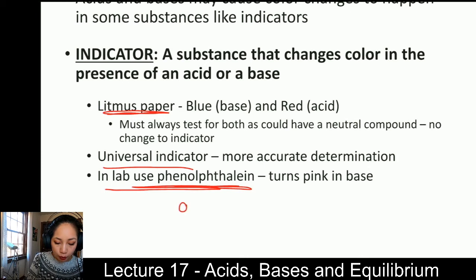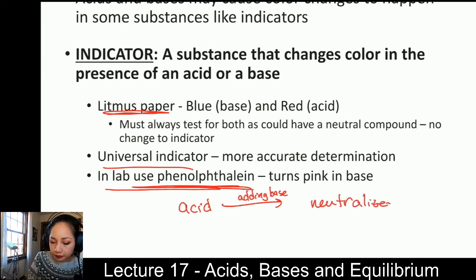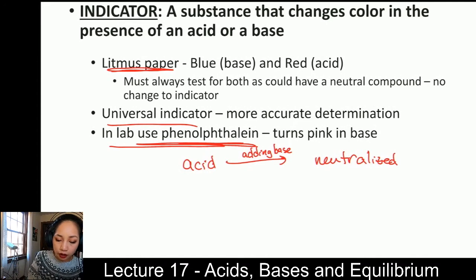But in lab, typically we use phenolphthalein, which turns pink in a basic environment. So if you start with an acid and you start adding base, all right, eventually it will become neutral or it will no longer be acidic anymore. So once it becomes neutralized, your phenolphthalein will turn pink. But if phenolphthalein is in an acidic environment, it will be colorless.